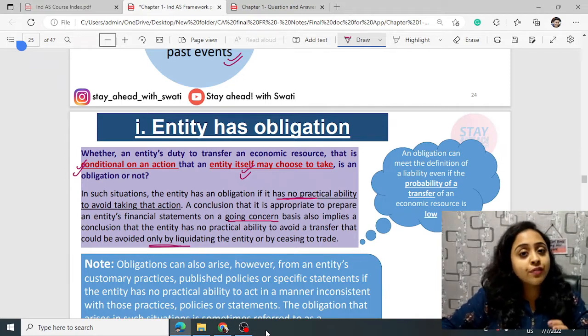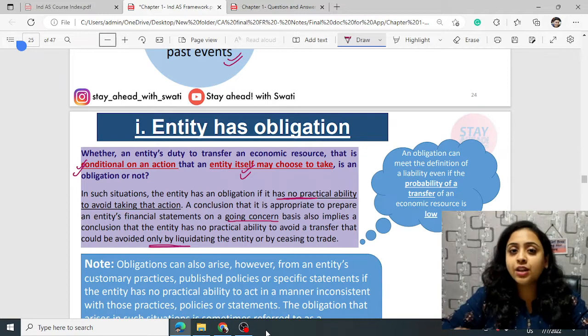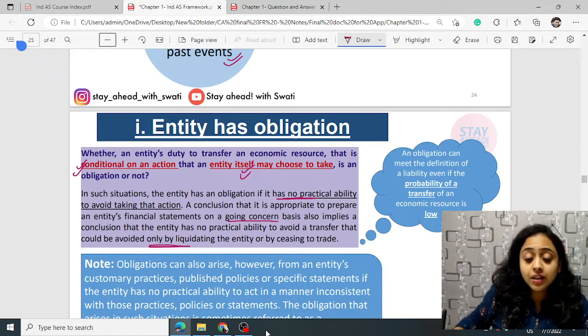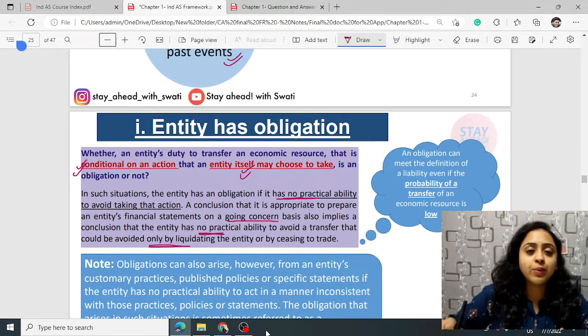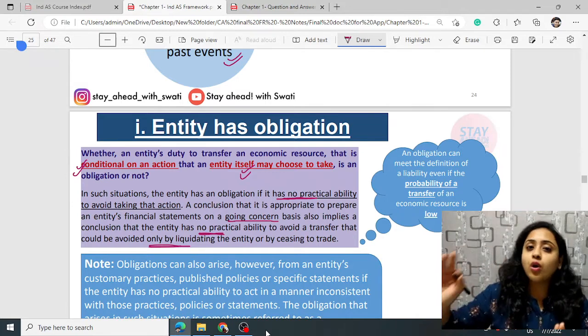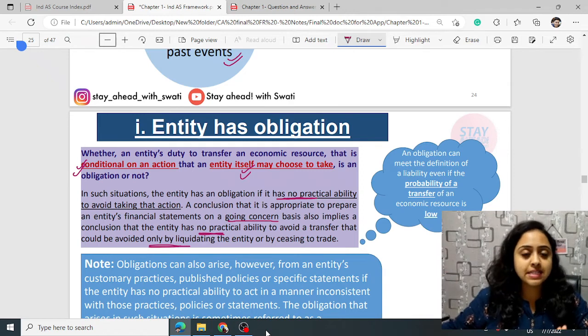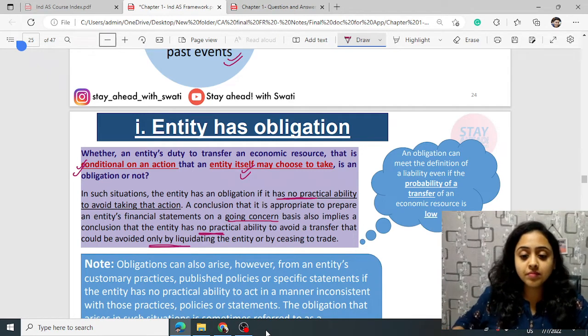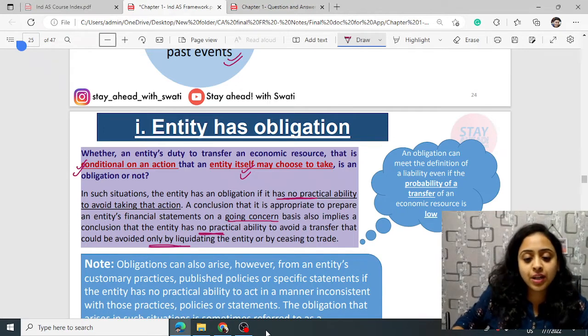So if the going concern assumption is taken, and normally it usually is, there is no practical ability to avoid the obligation unless and until you are going into liquidation. Since the going concern assumption is there, you are not going into liquidation, it implies. Therefore, such an obligation can be avoided only by liquidating the entity or ceasing to trade, that is, stopping trade.